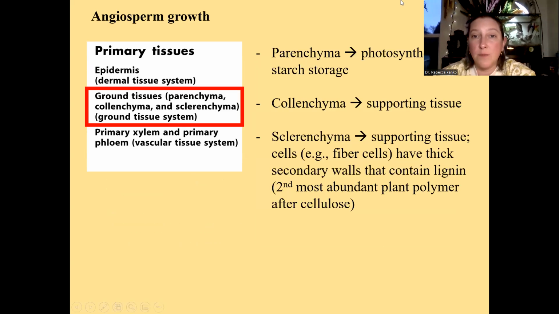The ground tissues, there's a bunch of different cell types. There's parenchyma cells, which serve to do photosynthesis and store starch. And just so you know, parenchyma cells are by far the most common cell type in plants. You may have seen some of these terms in lab already, but you also might have seen collenchyma, which is supporting tissue cells, and then sclerenchyma, which is also supporting tissue cells, aka fiber cells in the angiosperms.